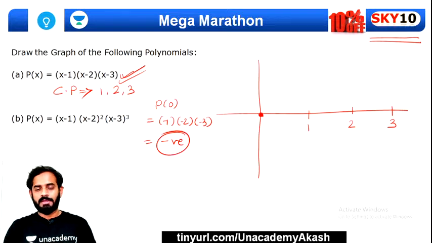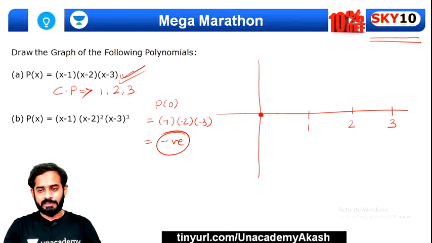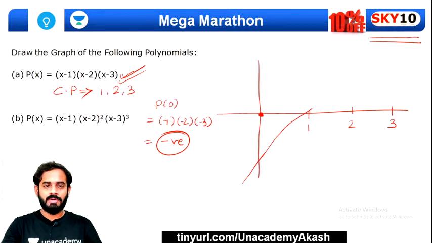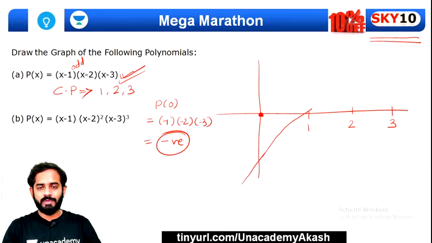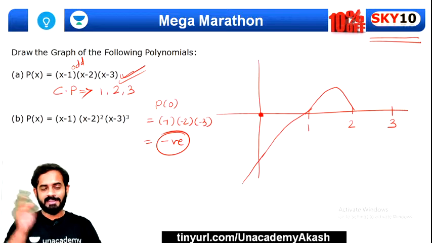It means that at x equal to 0, the graph starts from the negative end. That is, from left to right, the graph starts from this negative part. So the graph goes like this. Since the power of (x-1) is odd, it will cross the x-axis and come back to 2. Whenever the power is odd, it will cross the x-axis.